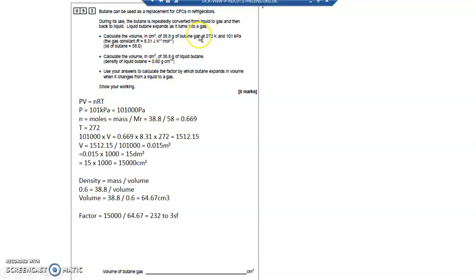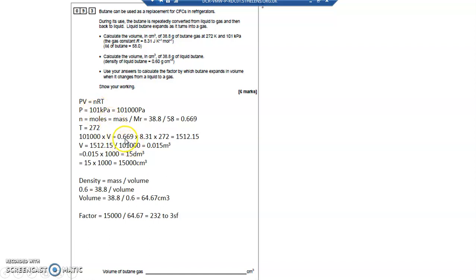Good. Temperature should be in Kelvin. Yes, it's already in Kelvin, so 272. If it was in degrees C, I'd have to add on 273 to convert degrees C into Kelvin, but I don't need to. It's already in Kelvin. Good. So I can just put these numbers in now. 101,000 multiplied by the volume that I don't know. That seems to be the missing value.